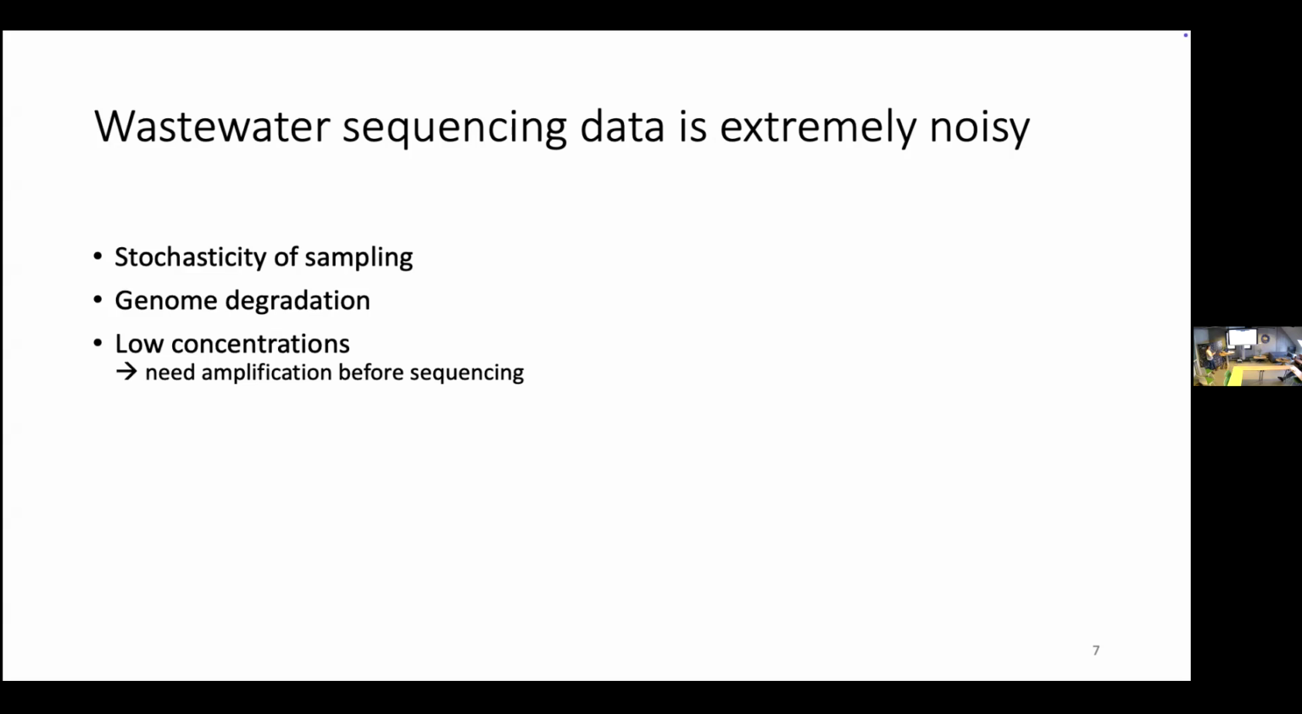So most approaches amplify the genome, like the PCR amplification that I showed, before they sequence it. So they first amplify what they're looking for and then sequence those fragments. But this in itself is difficult because there are many compounds in the wastewater that inhibit these reactions that are needed. And finally, in doing this amplification, you get all sorts of biases.